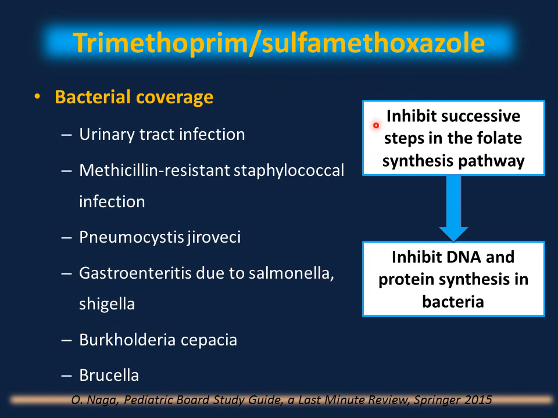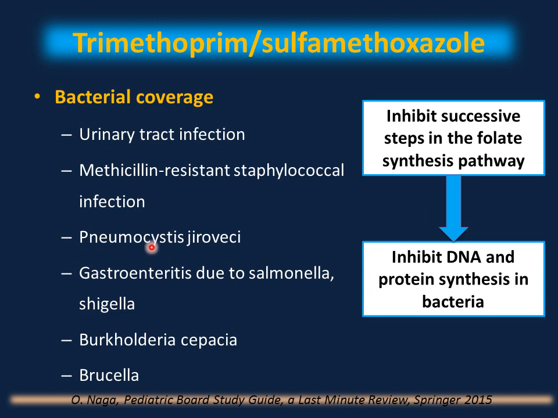Trimethoprim-sulfamethoxazole is a very important antibiotic. It inhibits successive steps in the folate synthesis pathway, and this will inhibit DNA and protein synthesis in bacteria and prevent bacterial replication. It provides coverage against gram-positive and gram-negative bacteria. It is very important in the treatment of UTI in children because it covers E. coli. Even though resistance is increasing, it's still widely used and effective, and also used for prophylaxis in children with recurrent UTI or high-grade vesicoureteral reflux. Also, it provides coverage against resistant Staph aureus, MRSA, and is easy to use, is generic, and can be used as outpatient in these cases.